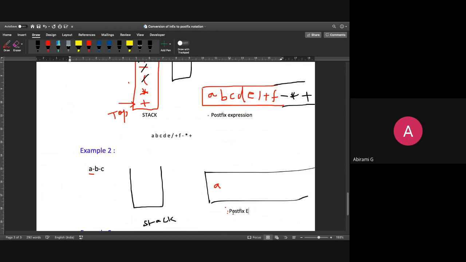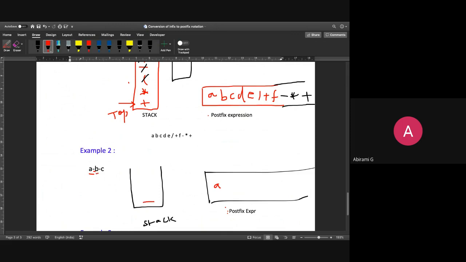Postfix expression string. Then what is the next character? The next input symbol is minus. Minus is the operator, so we have to push it into the stack. Before pushing into the stack, we have to check the top of the stack. The stack is empty, so we directly place it.